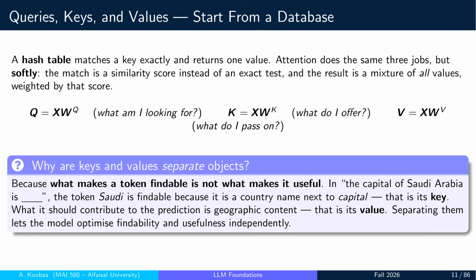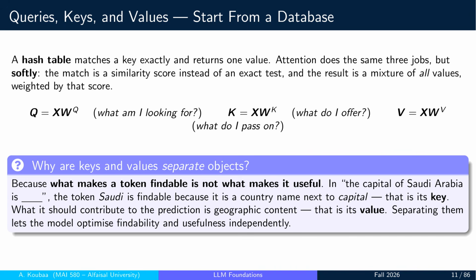Use the database analogy because it makes the 3 roles intuitive before we see the equation. A hash table matches a key exactly and returns one value. Attention does the same 3 jobs, but softly. The match is a similarity score instead of an exact test, and the result is a mixture of all the values weighted by that score.